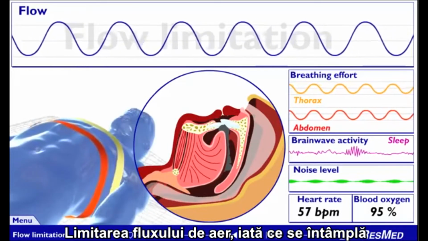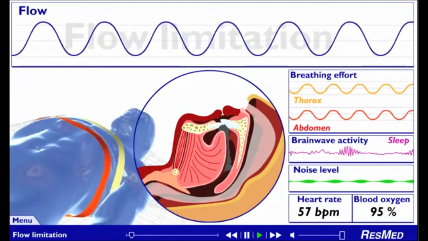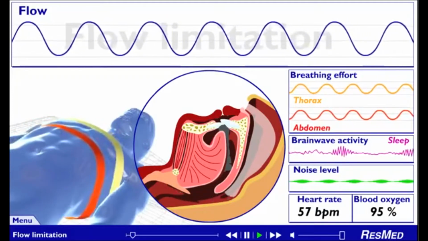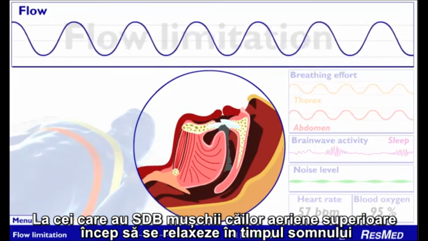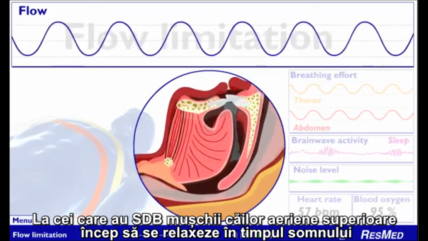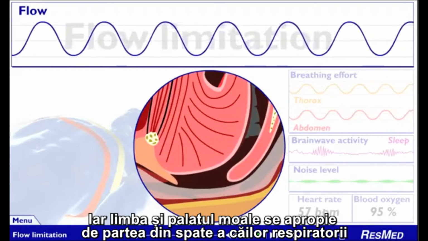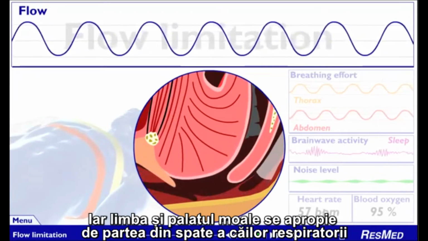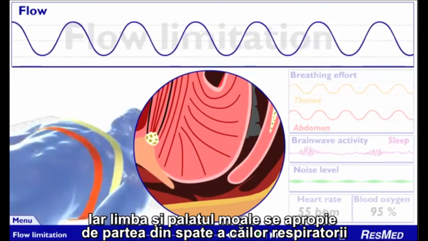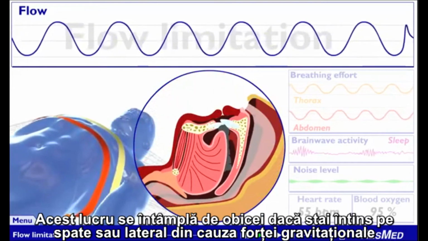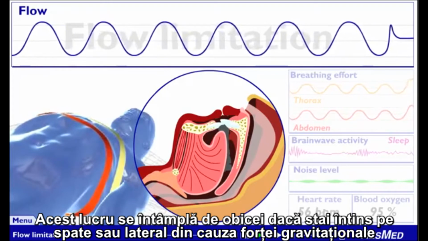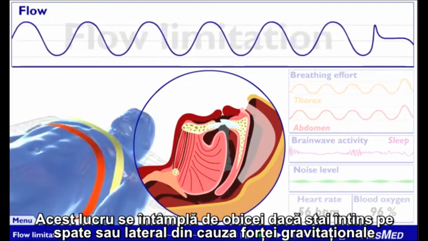Flow limitation. What is really happening? For those who have SDB, the muscles in the upper airway begin to relax during sleep, and the tongue and soft palate move closer to the back of the airway. This usually occurs if you are lying on your back or side due to the force of gravity.